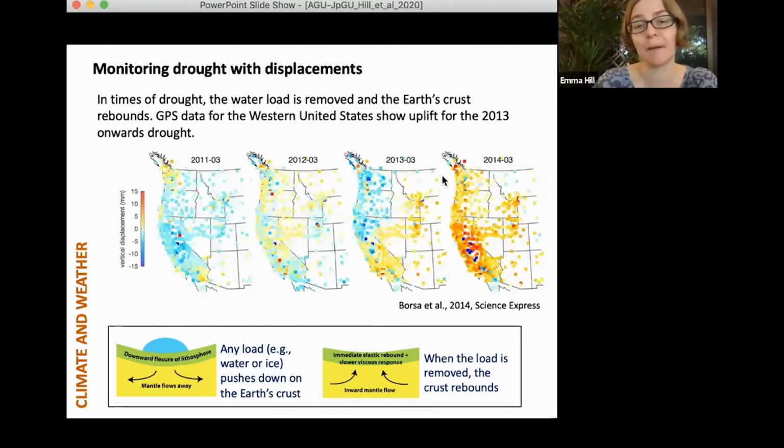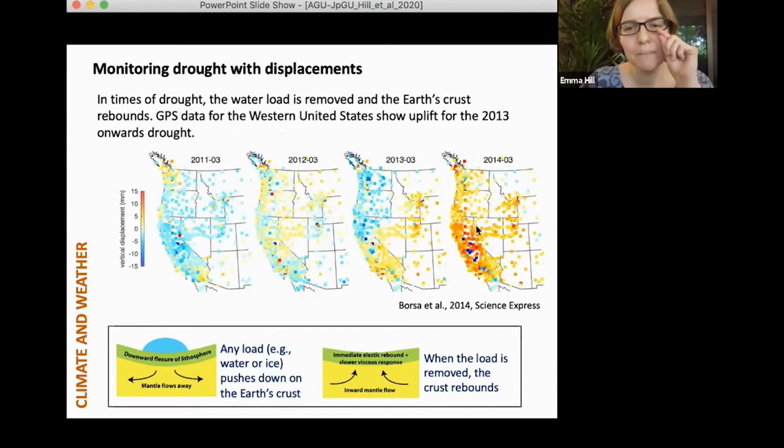This is another example of that, but longer term, and looking at drought in the Western United States, where these more orange dots show uplift of that area due to the fact that there was a severe drought in 2014 in the Western United States.